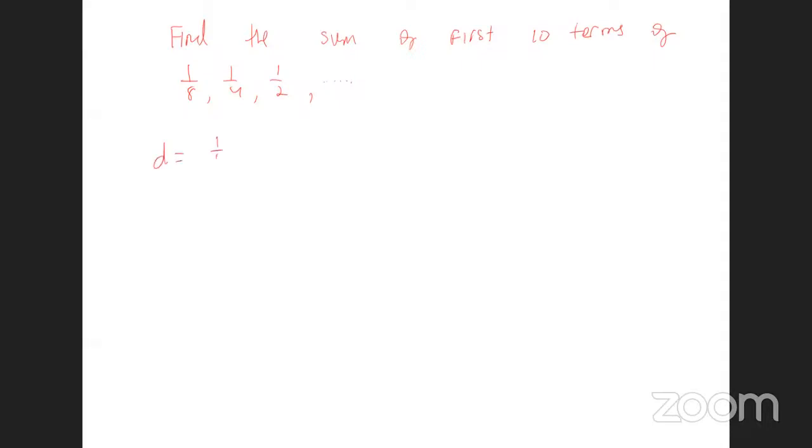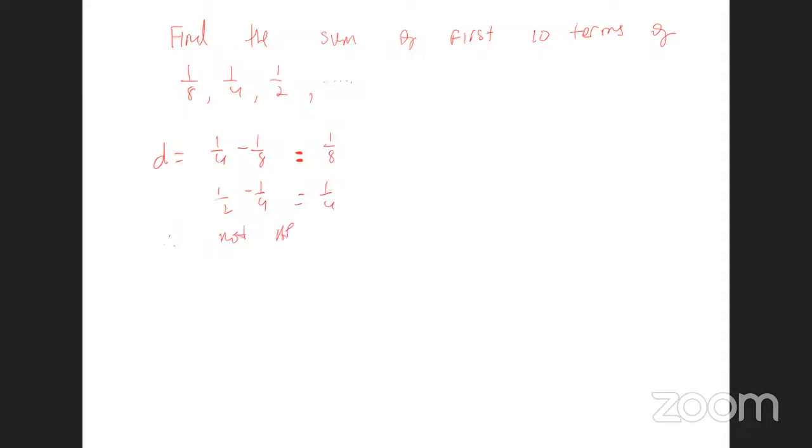So take 1/4 minus 1/8, and then take a half minus a quarter. Are you getting the same value? A quarter minus 1/8 is 1/8, right? Here it's a quarter. So therefore, not an AP.